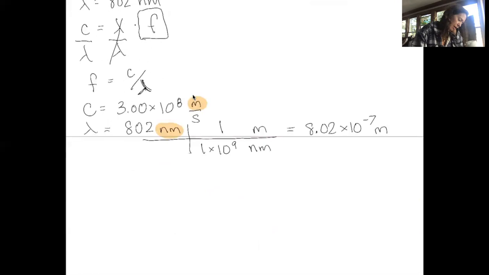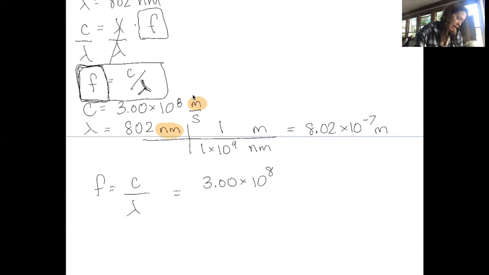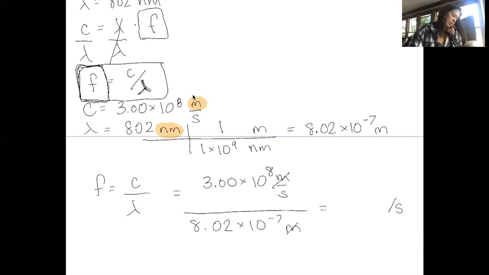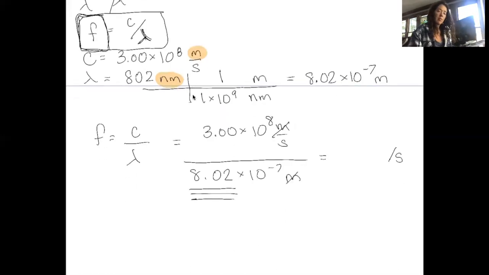So I'm going to plug everything into my equation, and I'm going to solve for my frequency. Frequency equals speed over wavelength. The speed is equal to 3.00 times 10 to the 8 meters per second. And the wavelength is 8.02 times 10 to the negative 7th meters. I see that my meters will cancel. My answer will be per second. And I'm going to have 3 significant figures in my answer.